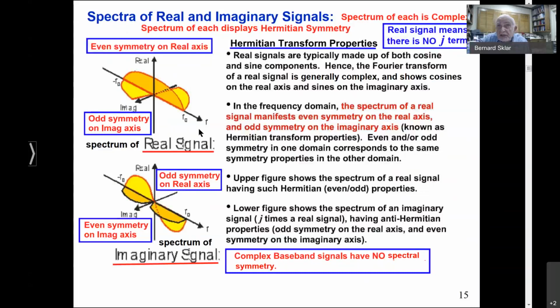This is the nature of a complex spectrum. It has symmetry. There's a match, even and odd: even on the real axis, odd on the imaginary axis. And if you again had an imaginary signal, not a complex signal, just a time signal, maybe a sine wave that had a J in front of it but no real part, then again, when you get its spectrum, it is complex. And notice that for an imaginary signal, the spectrum has even symmetry on the imaginary axis and odd symmetry on the real axis.